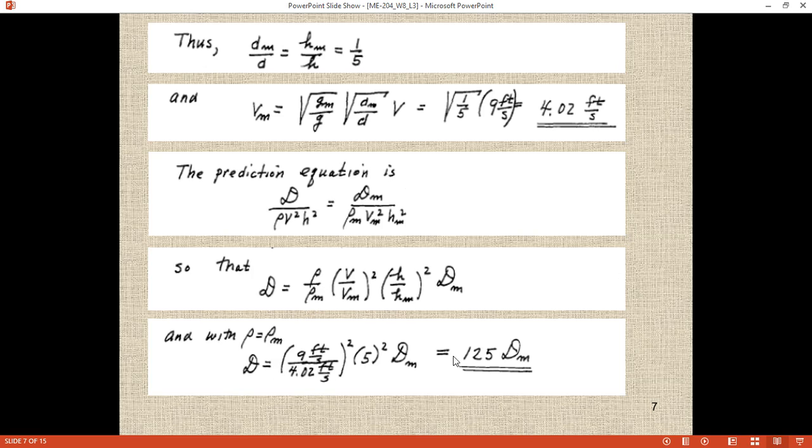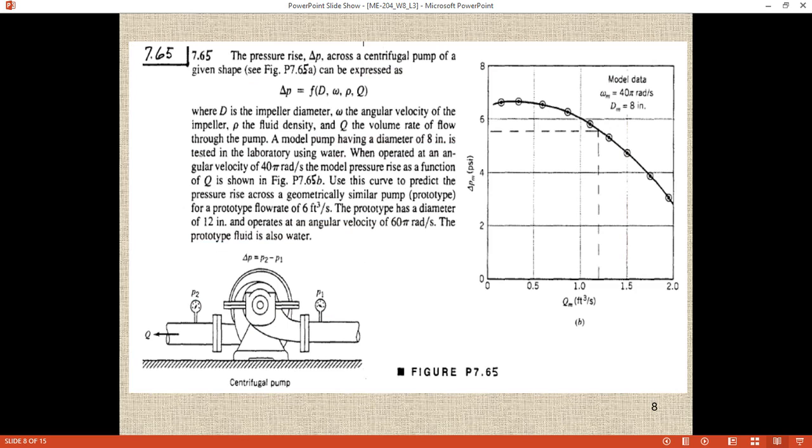So we will have the relationship: the drag of the prototype is 125 times the drag of the model. So this is the solution of this problem. Let's move on to another problem.